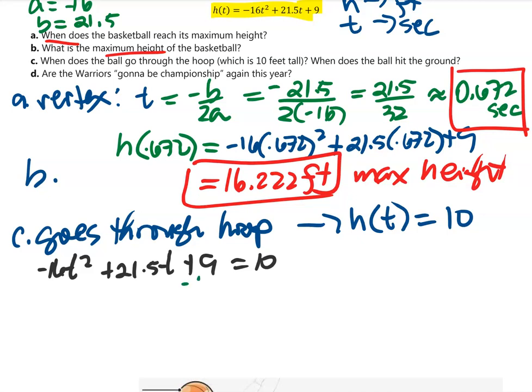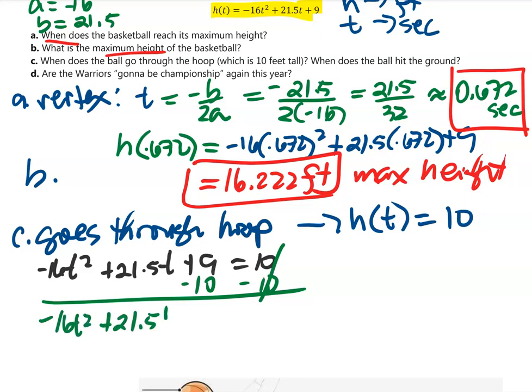If we subtract 10, this is negative 16t squared plus 21.5t minus 1 equals 0. And if you use a calculator here, you'll be able to find that t is equal to 1.2955 seconds.